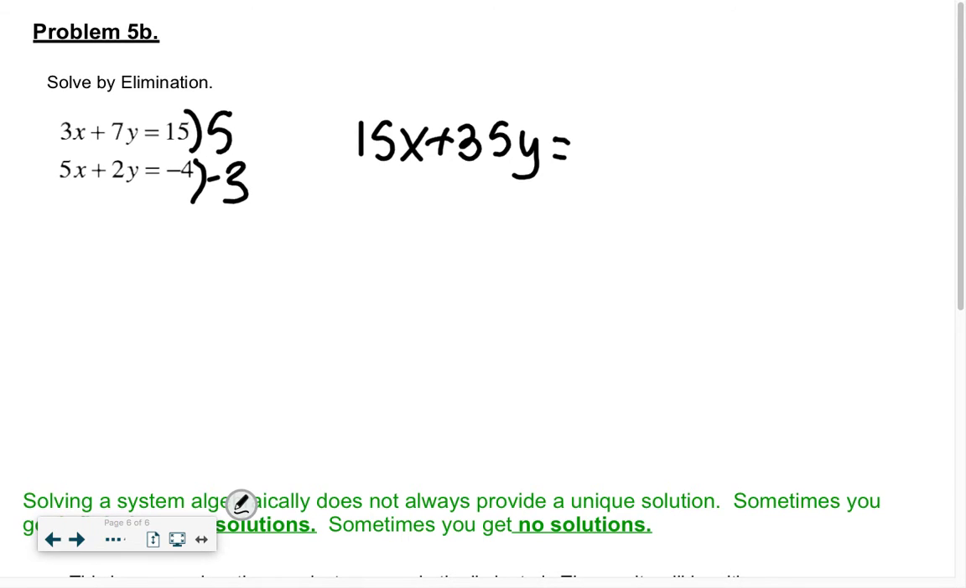15 times 5. Nice. Okay, good on top? Alright, for multiplying by -3, what is 5 times -3? -15x. And then I get a minus 6y and a positive 12.